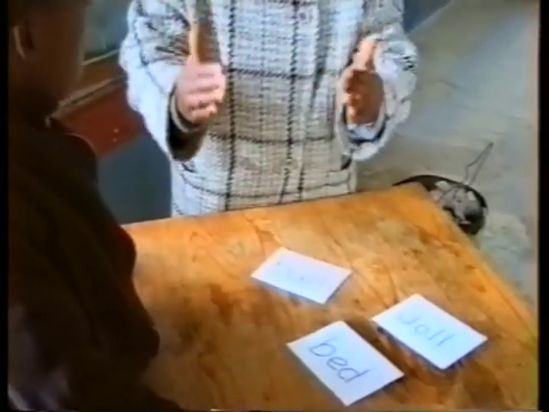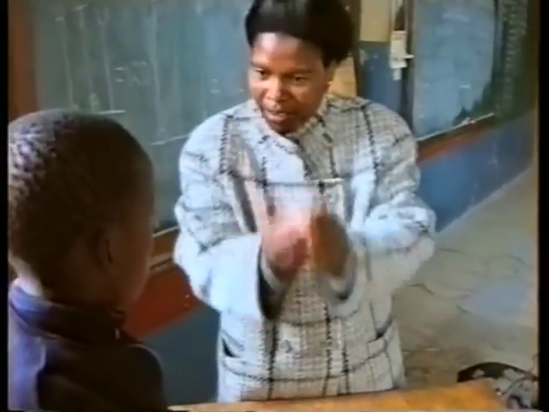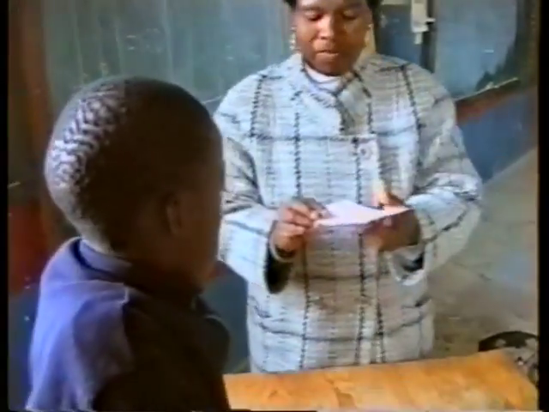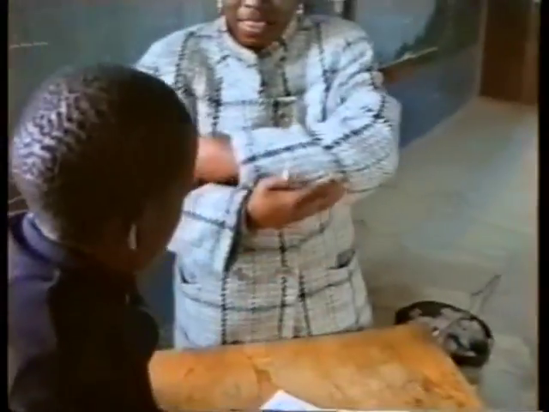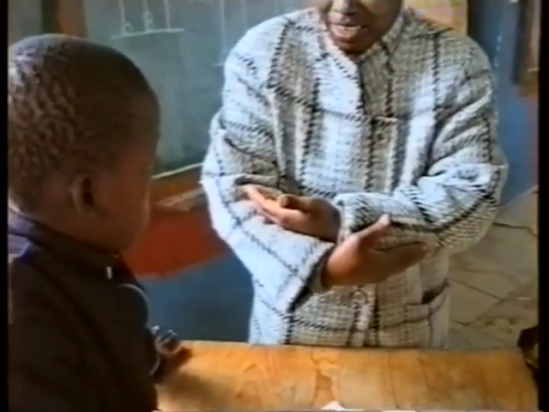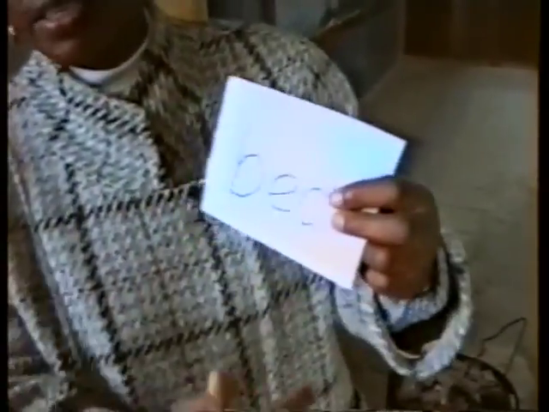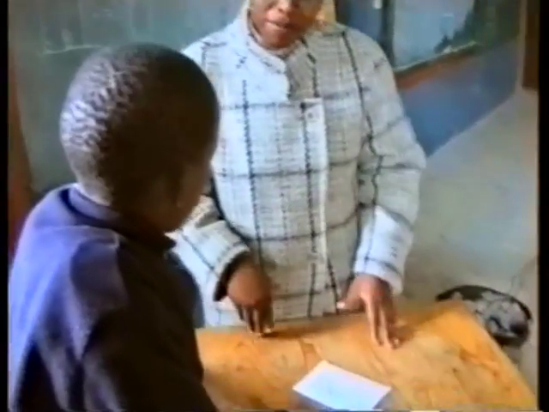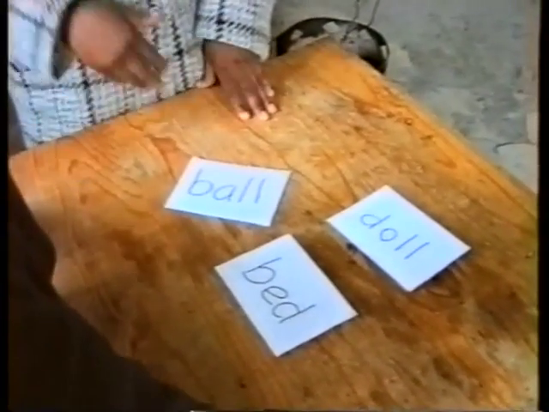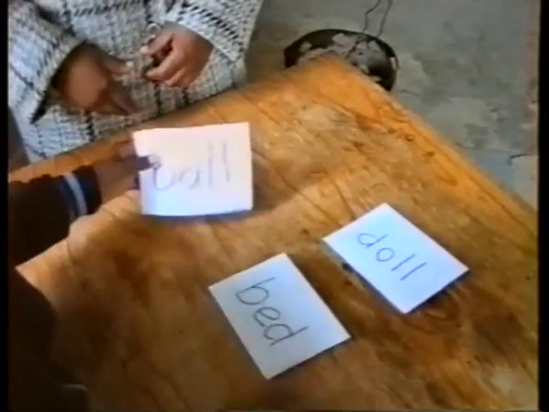Ball. You know the ball? The ball is like this. The one you catch. Something you catch or kick. Like it? Doll. Doll. Doll. Doll. Something like this. Doll. Bed. Bed. Bed. Okay, something we sleep. Sleep on. Okay, give me what? Ball. Ball. Give it to me.